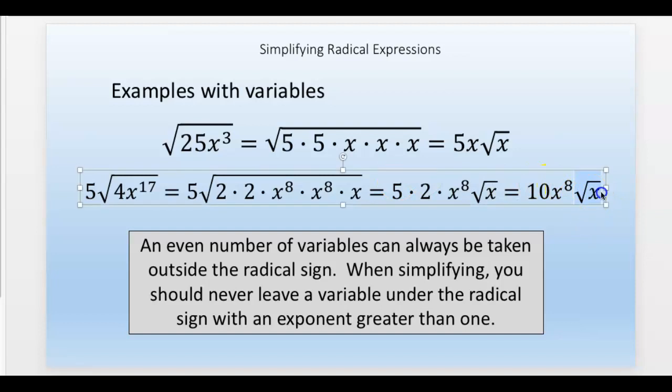Guys, if there was 2 x's inside, we could take them both out. If there were 3 x's inside, like this one starts, we can take 2 outside and leave 1. Again, if there's 4 x's inside, you take them all out. If there's 5 x's inside, you take out 4 of them and leave 1. All right? So you can always take an even number of variables outside and leave 1 inside.